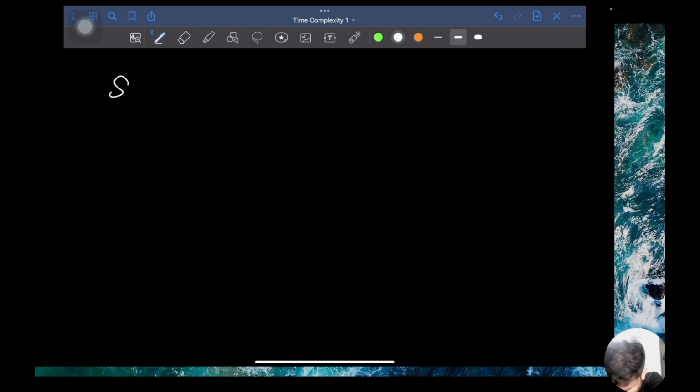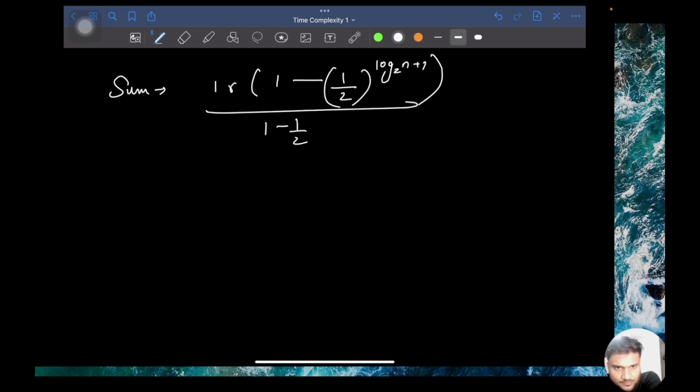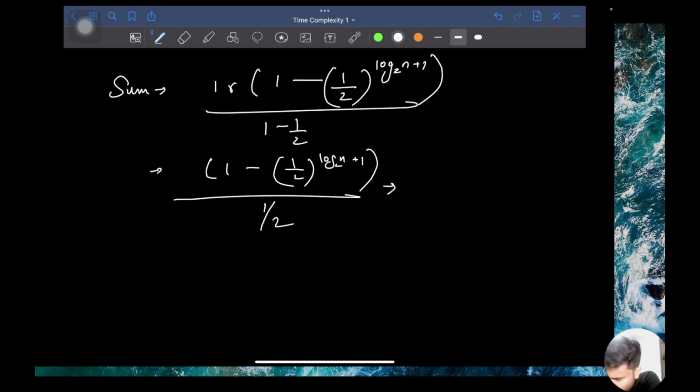So the sum is going to be 1 into 1 minus 1 by 2 whole raised to the power log of n to the base 2 plus 1 upon 1 minus 1 by 2. Let's simplify this. This becomes 1 minus 1 by 2 whole raised to the power log of n to the base 2 plus 1 upon 1 by 2. This will be simplified as 2 into 1 minus 1 by 2 raised to the power log of n to the base 2 plus 1. This will be 2 minus 2 by 2 raised to the power log of n to the base 2 plus 1.